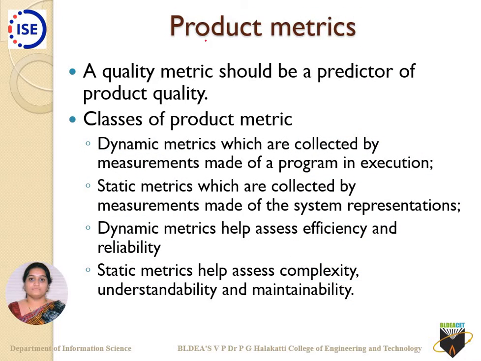Speaking about product metrics, a quality metric should be a predictor of product quality. The classes of product metrics are dynamic metrics and static metrics. What are dynamic metrics? They are the measurements collected during the execution of a program or software. Static metrics are collected from the system's representation. Dynamic metrics help in assessing the efficiency and reliability of a product, whereas static metrics help assess complexity, understandability, and maintainability.